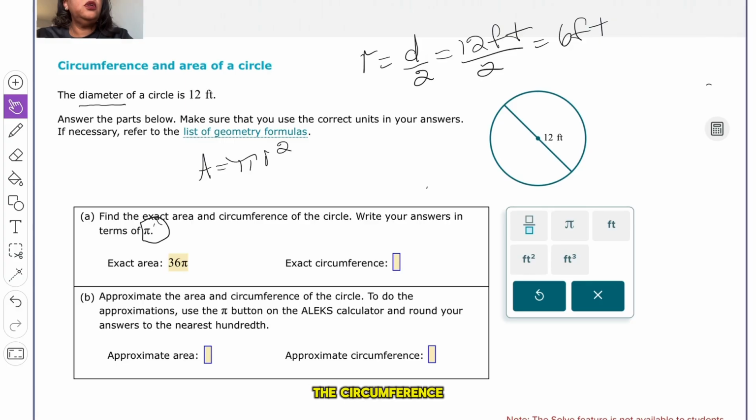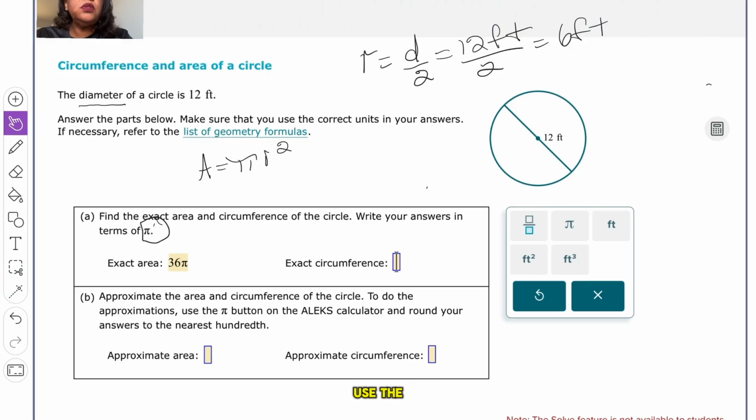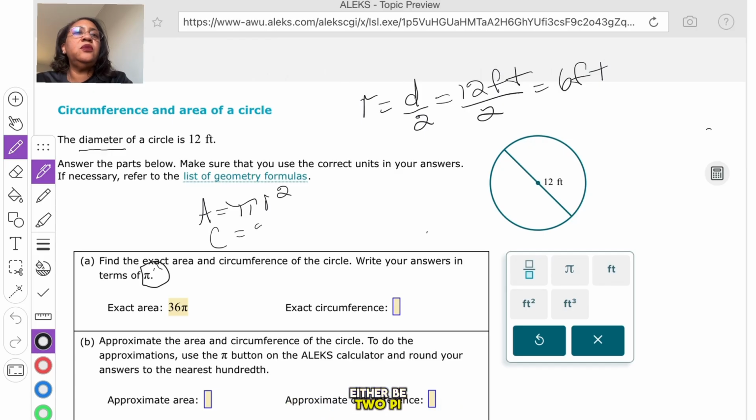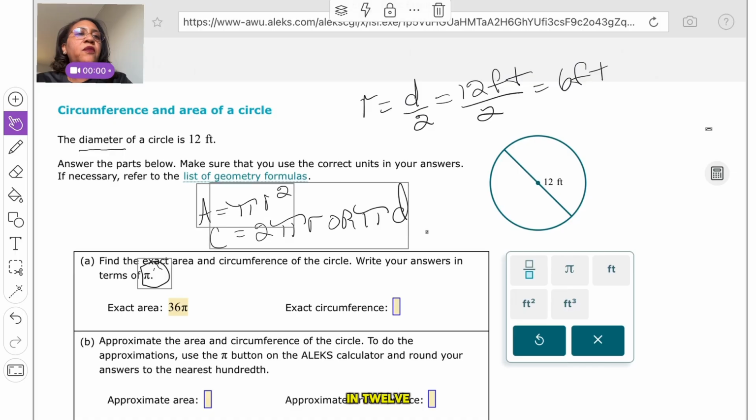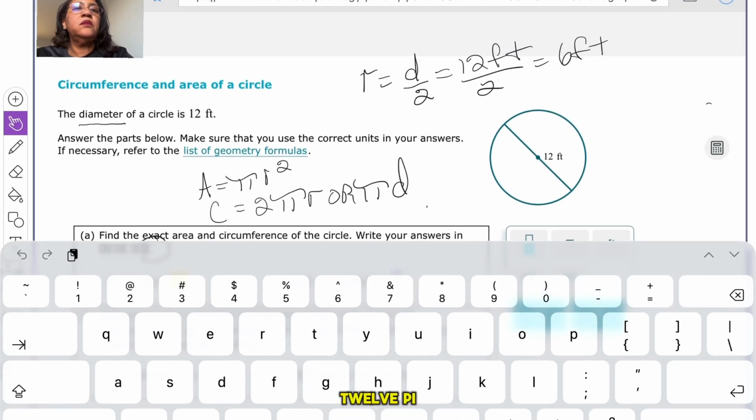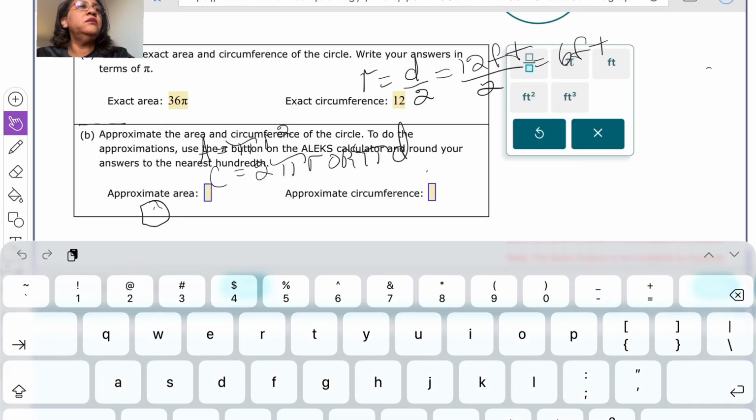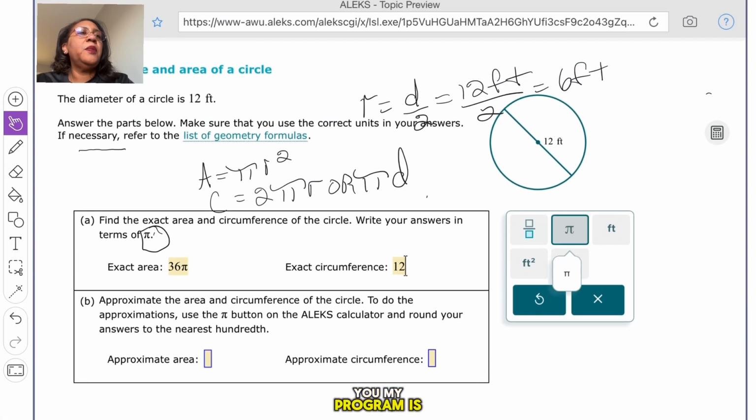Now the circumference, you could use the diameter. It's 2 pi r, so the circumference could either be 2 pi r or pi d, which is diameter. So you could type in 12 pi. That should go away in a second. I told you my program is amazing, but yeah.